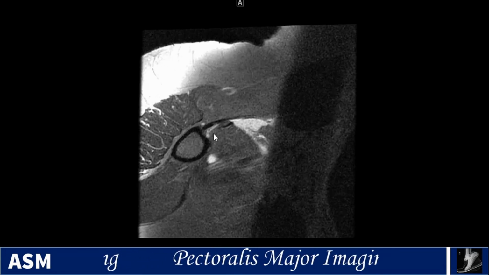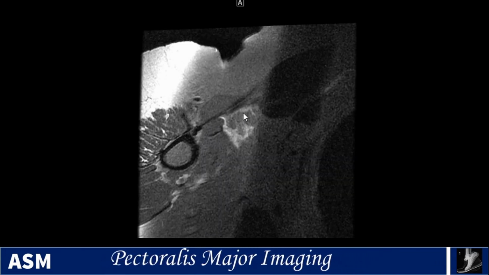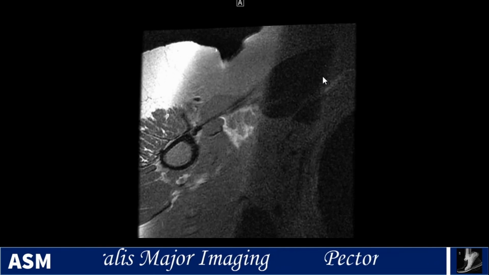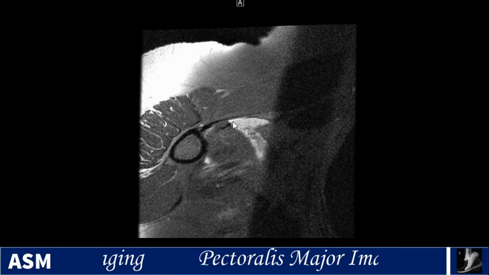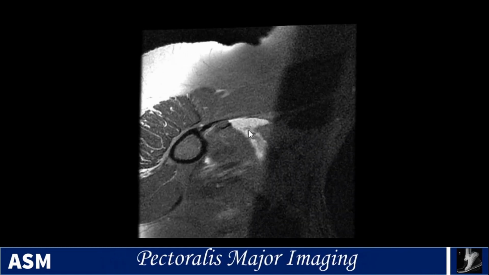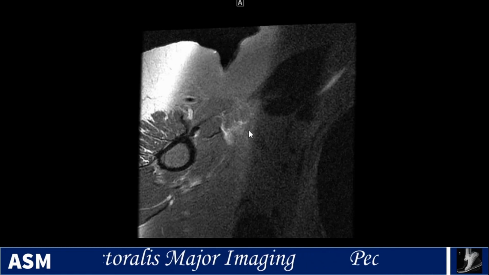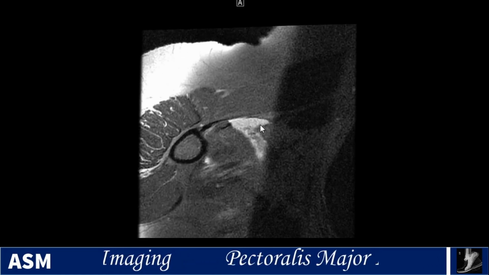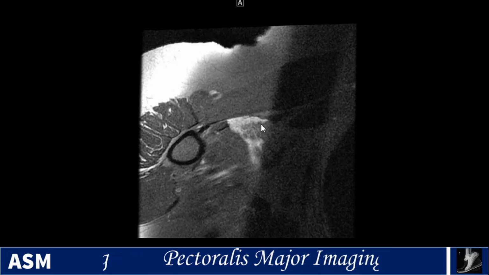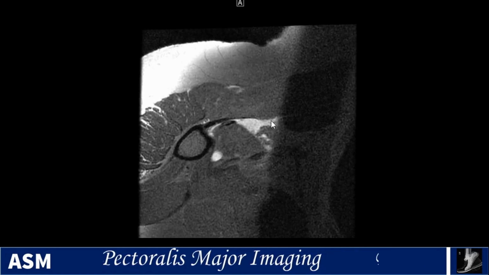Here's another case here, and you can see the pectoralis major tendon here intact. We didn't really go out far enough to assess the muscle here, but there's an awful lot of edema here. You can see it tracking around the coracobrachialis and biceps, but the tendon is intact, so this is probably a low-grade strain at the myotendinous junction of the pectoralis major. This was a non-operative case.